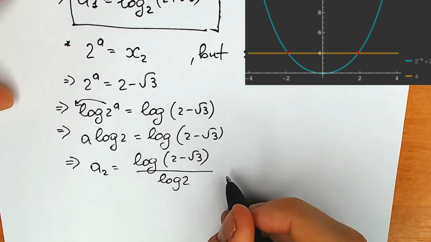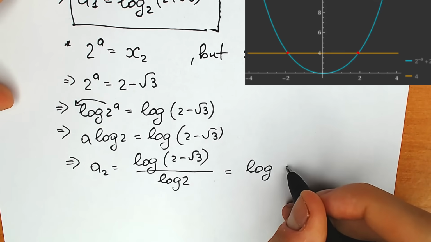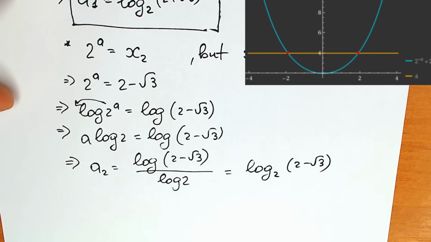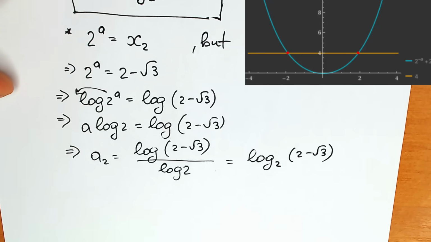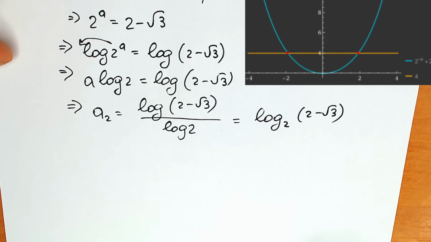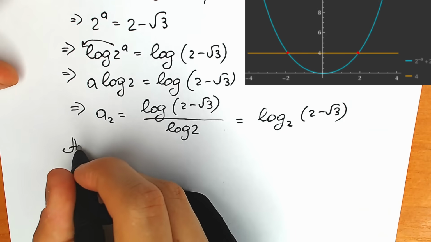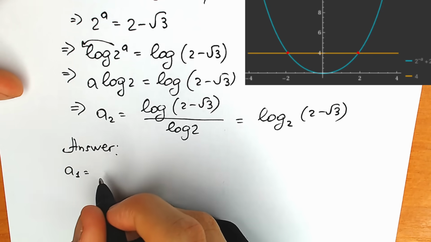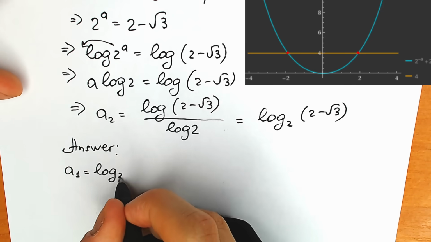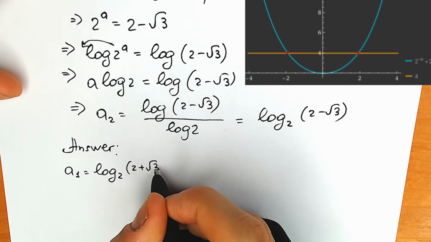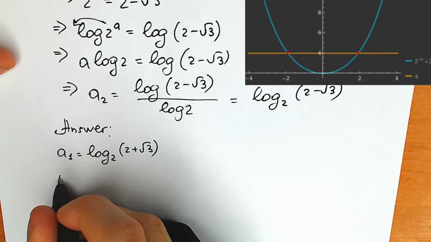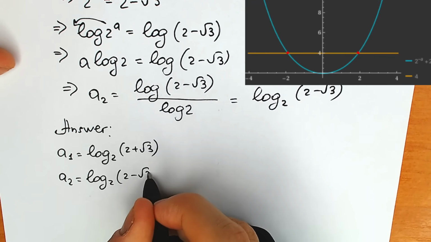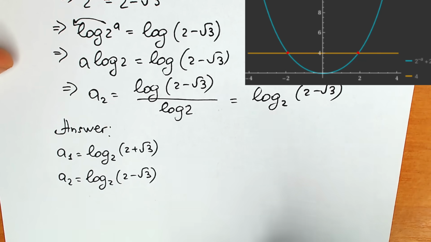And the final tricky move, we can easily write it as log of 2 minus square root of 3 with the base of 2. So we have our a first right here and our a second. Let's write our final answer, and then we can easily check real quick our roots. So our answer, our a first equal to log base of 2, right here we have 2 plus square root of 3, and we have the second root, a second equal to log base of 2 of 2 minus square root of 3. So we have two roots, and right now let's check this root real quick.